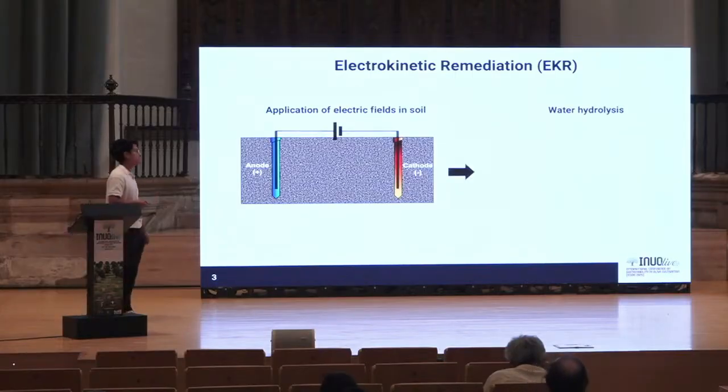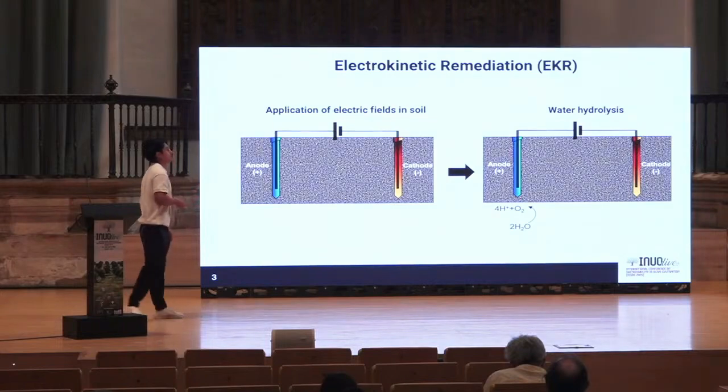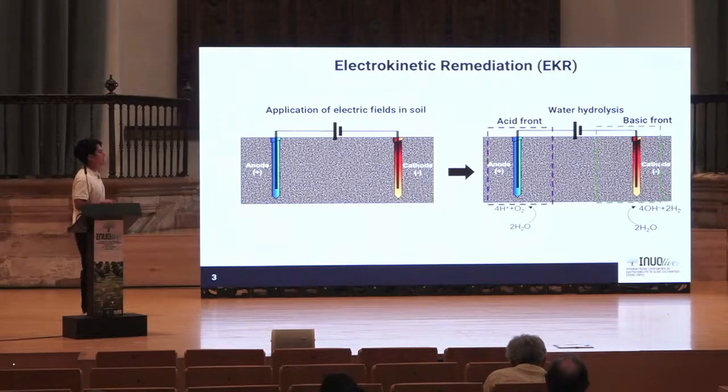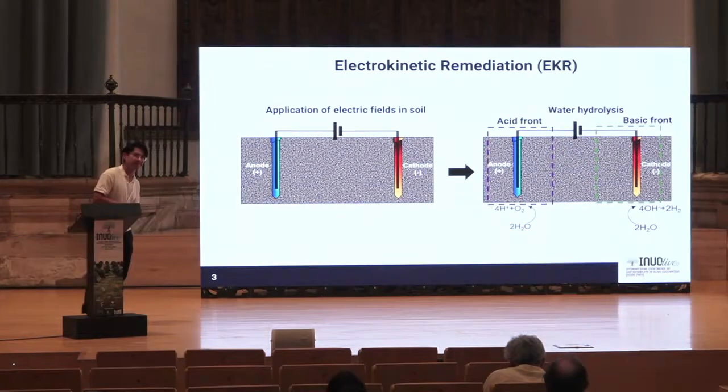For example, water hydrolysis. On the anode side, we have the oxidation of water to protons and oxygen. This creates an acidic front because we are generating protons. On the other hand, on the cathode, we have the reduction of water to hydroxyl ions. And in this case, we have a basic front. For some contaminants, especially organic contaminants, this can be helpful because organic molecules can react with either the protons or the hydroxyl ions to degrade, and in this way, we can induce chemical degradation.